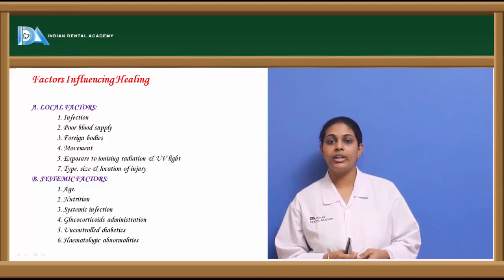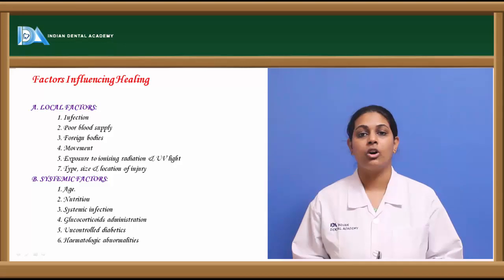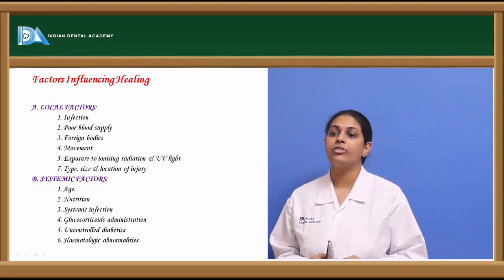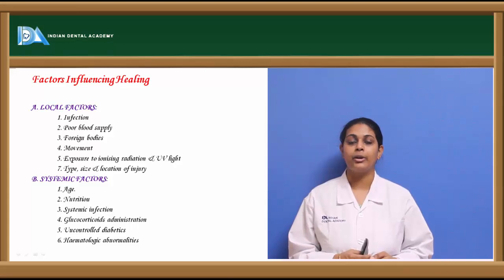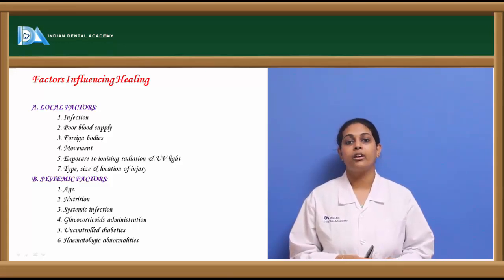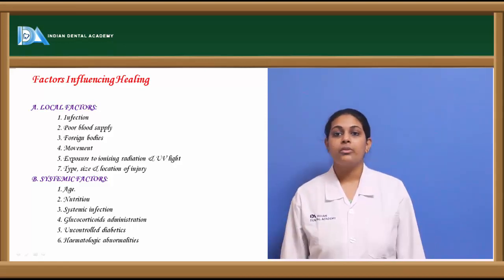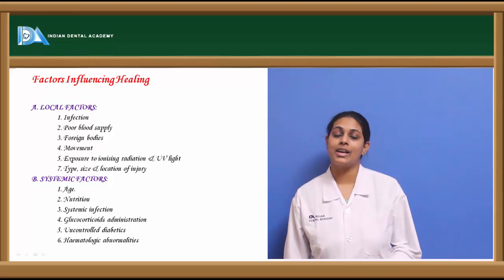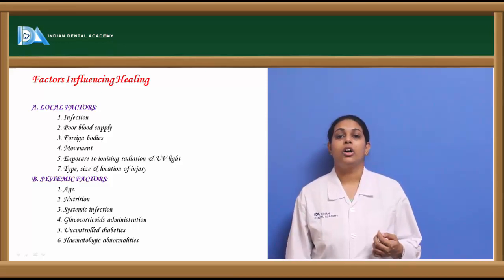If there's any movement in the area, if there's mobilization in case of fractured healing, it might also hamper the healing of the fractured wound. Exposure to ionizing radiations as well as UV light might also hamper the wound healing, because it might also alter the proliferation of the epithelial cells. Exposure to UV radiation as well as ionizing radiation might also result in this kind of delay in the wound healing.